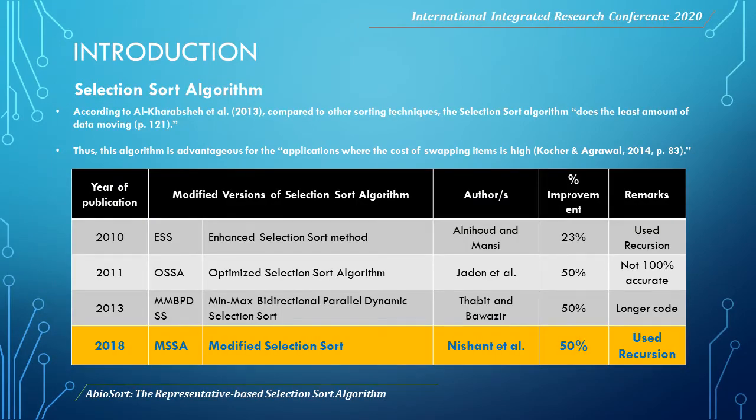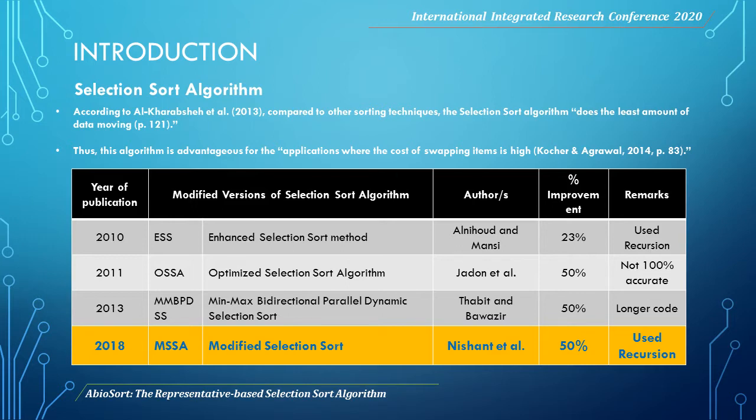The selection sort algorithm is one of the sorting algorithms that is poor in performance when sorting large sizes of data. That is why this algorithm is recommended for the applications that process small datasets only. However, this algorithm has a unique advantage compared to the other sorting techniques.